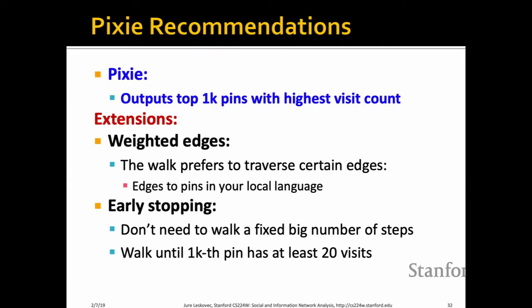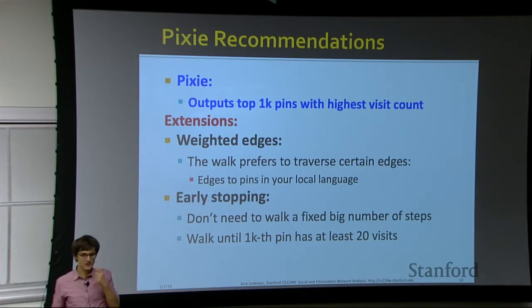As it was nicely asked before, you can put in weighted edges. For example, where weighted edges come in very handy is if you want to make language-specific recommendations, right? If you have a user from Japan, but they are looking at an English pin, then you can say, I want a random walker that starts at this English pin, but prefers to walk towards Japanese content, right? So if there are Japanese pins on the board, it will choose those first before any other pin. And this way, you can create language-biased results. And that's really good because every culture, every language has a different view of how things fit together.